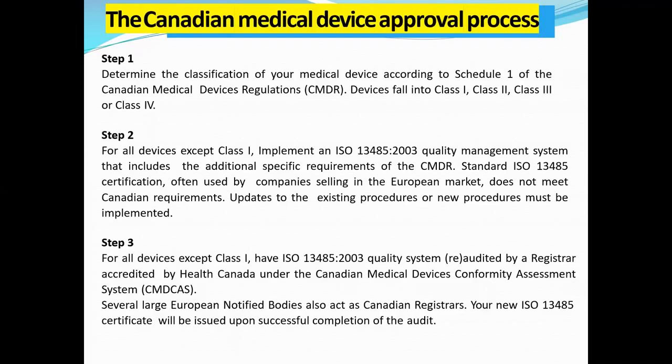So all updates to the existing procedures, or the new procedures, must be implemented. For all devices except class 1, the ISO 13485 quality system is audited by a registrar accredited by Health Canada under the Canadian Medical Device Conformity Assessment System, that is CMDCAS. Several large European notified bodies also act as Canadian registrars. Your new ISO certificate will be issued upon successful completion of the audit.